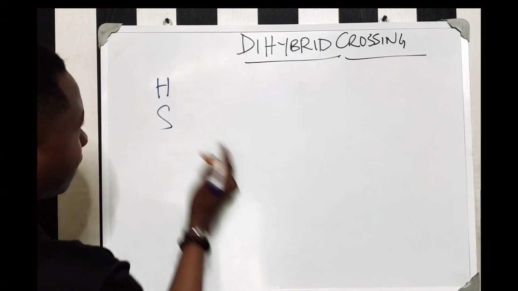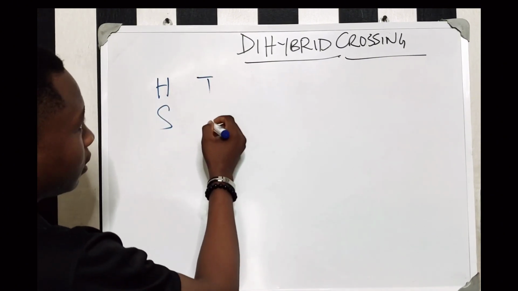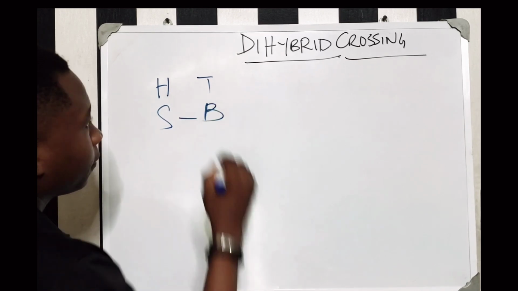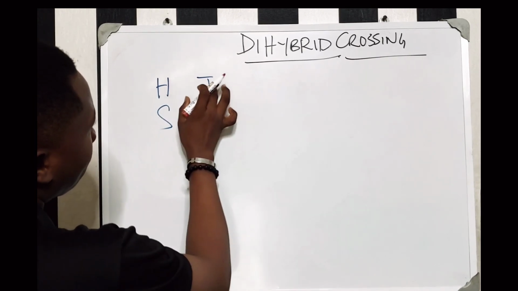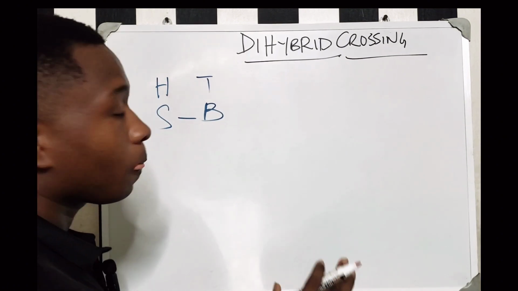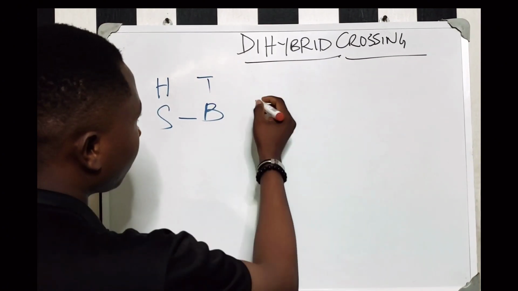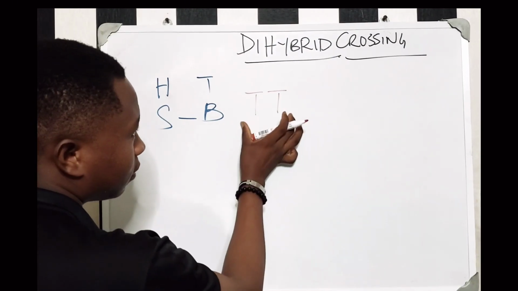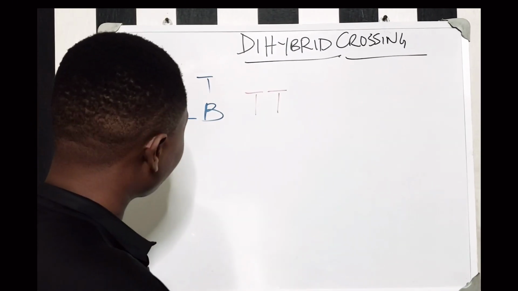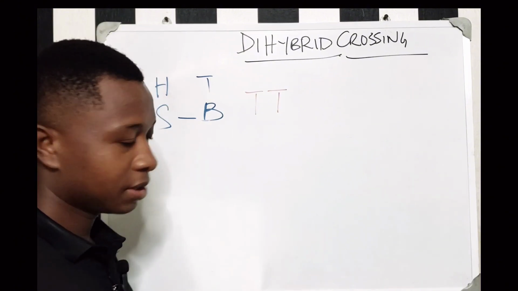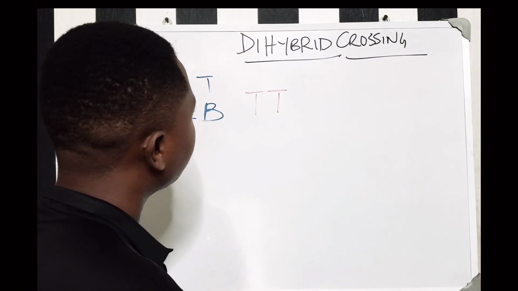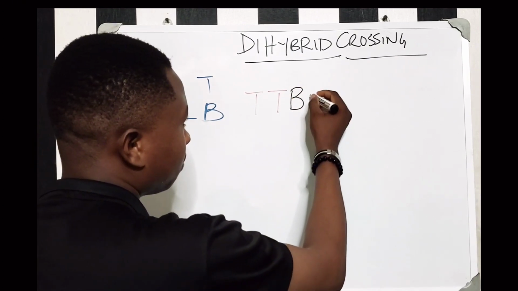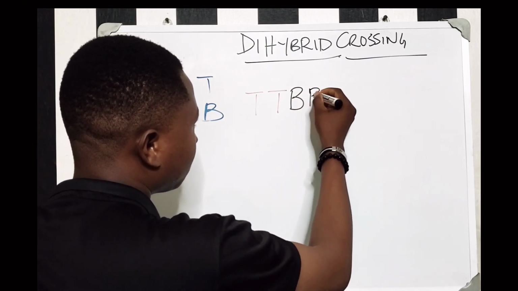So let height be represented with T and size be represented with B. Now this T in one of the parents we are crossing is homozygous. We are also crossing another characteristic, which is the size. So the size will be represented with B, capital letter B and capital letter B.